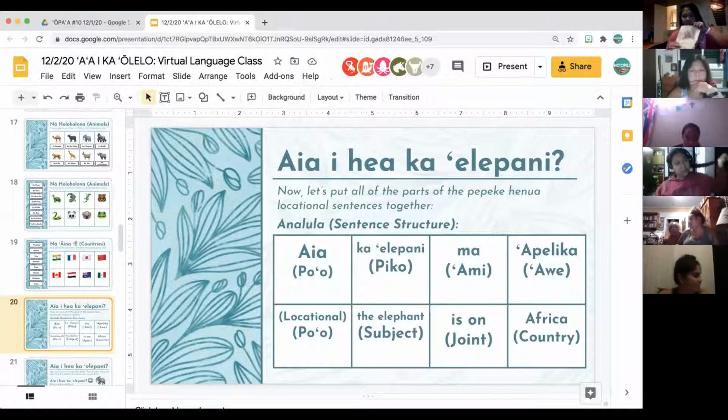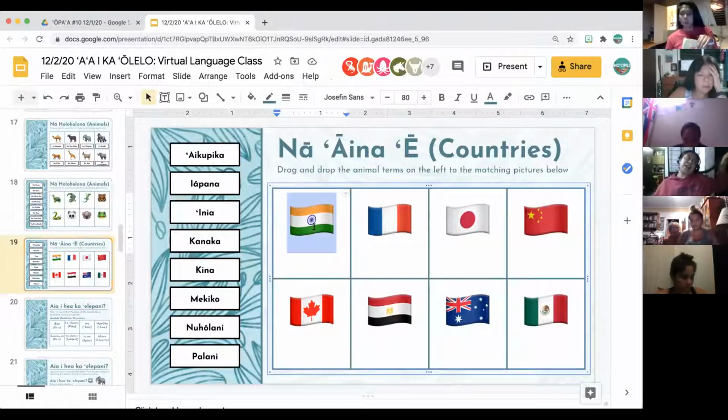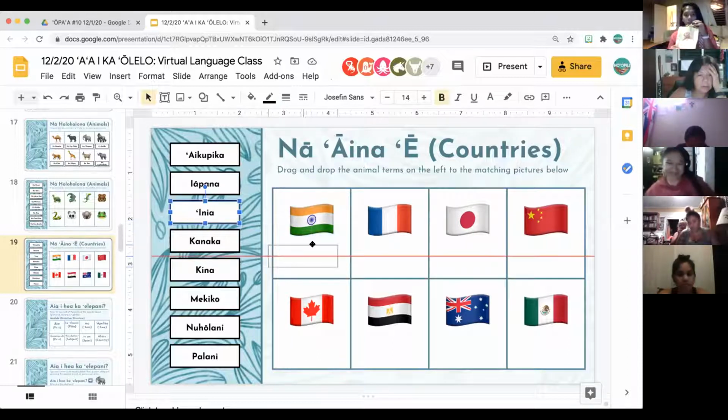We have a few countries that we're going to translate into Hawaiian, and I'm just going to give it to you because I know the flags. We may not be familiar with it. What? I don't even know what that is. I'm guessing that's India. There you go. So India is Inia.